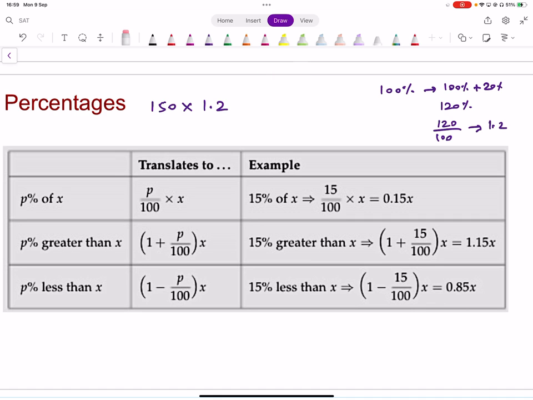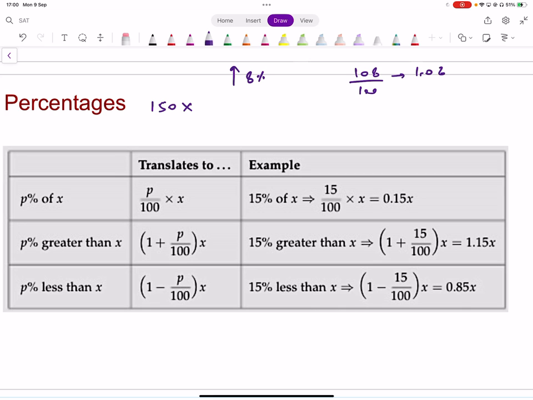If you want to increase something by 8%, increase something by 8%. What does that mean? 100% plus 8%. What's that? 108%. 108 over 100. What's that? That's 1.08. So you can just multiply this by 1.08 and that will give you the result. That will increase this number by 8%. Is that okay?